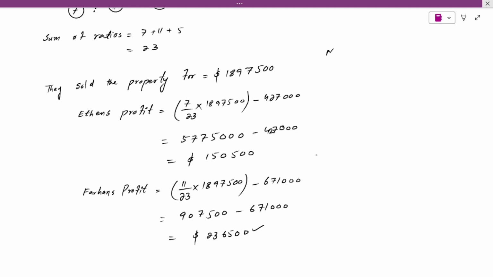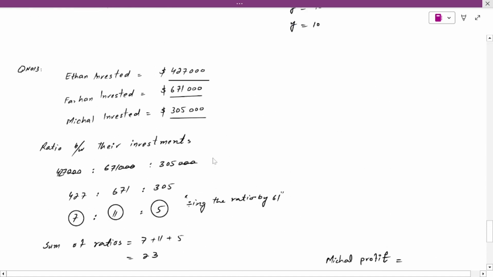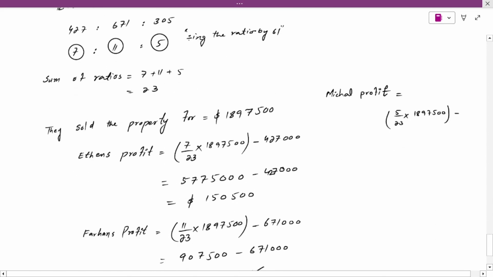Now Michael's profit is equal to the ratio of Michael, 5, divided by the sum of ratio 23, times the total selling price of the property, 1,897,500, minus Michael's investment, which is $305,000. So let us calculate it.